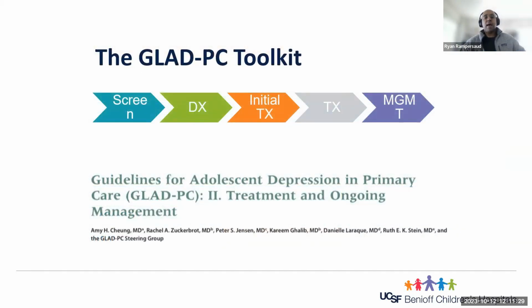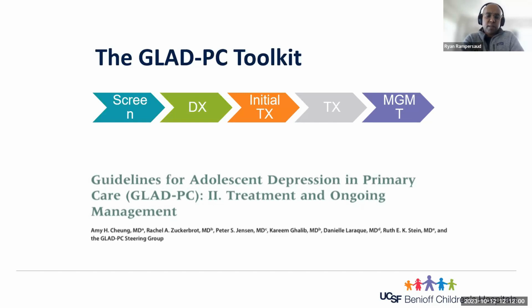So, in thinking about what happens when a patient comes in to see you, the GLAD-PC toolkit, and I think that you've already heard about this, for screening for depression, is a great framework for thinking about the phases of my treatment with somebody. I get a new patient, they come in, I really need to screen them. And that's where my screening tool comes in. I make a diagnosis based on those screening tools and independent observations. And then we think about initial treatment, maintenance treatment, and management.